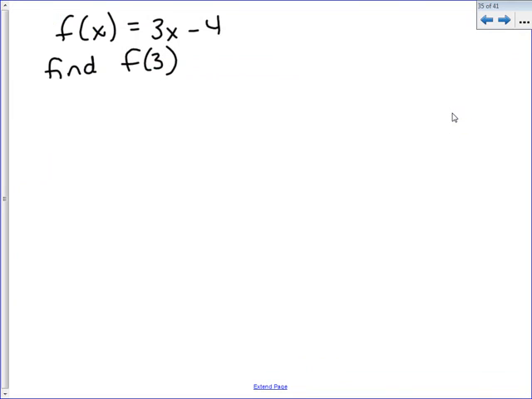What do we got? What's f of 3? 5? Got a couple 5s. Anybody get anything different?